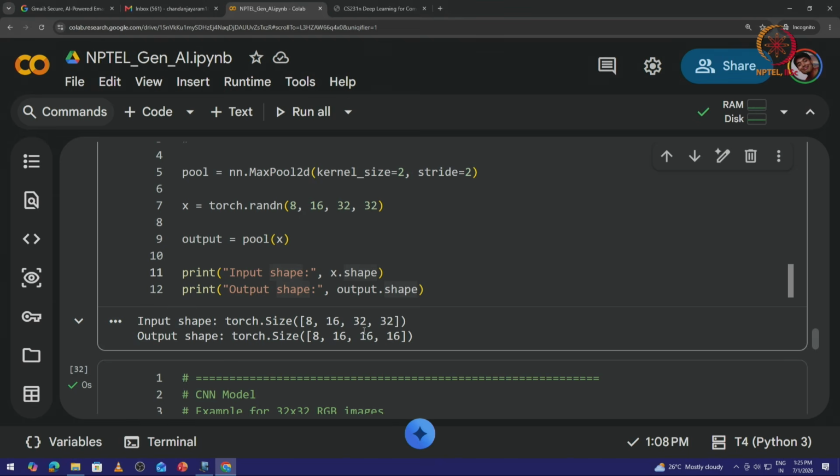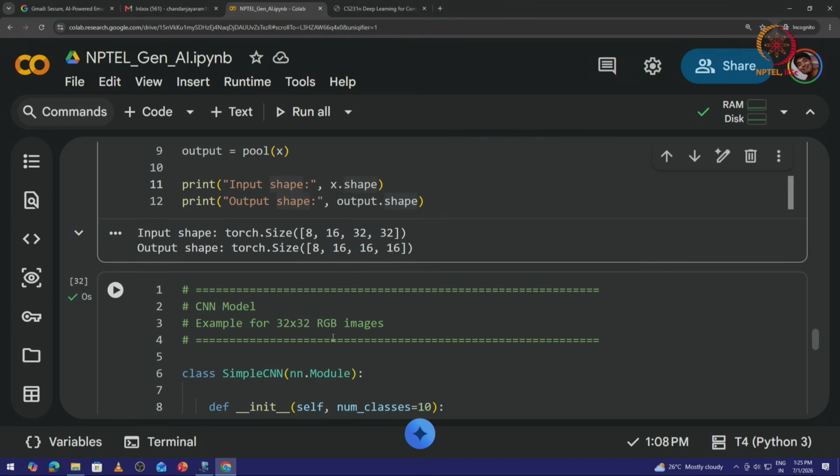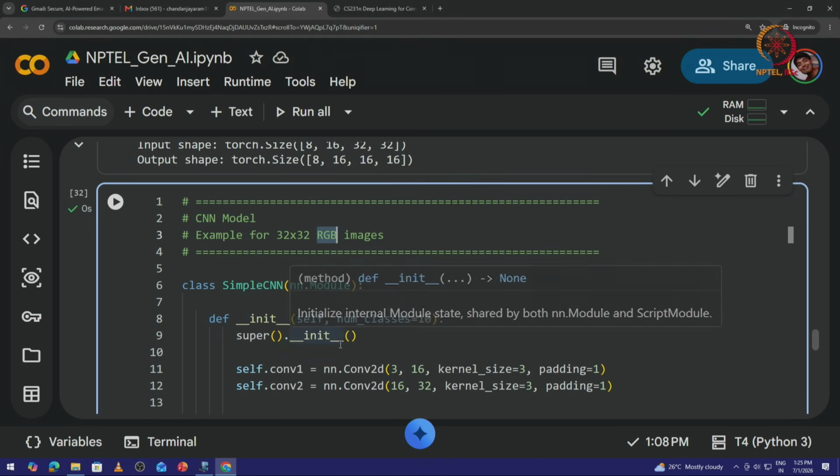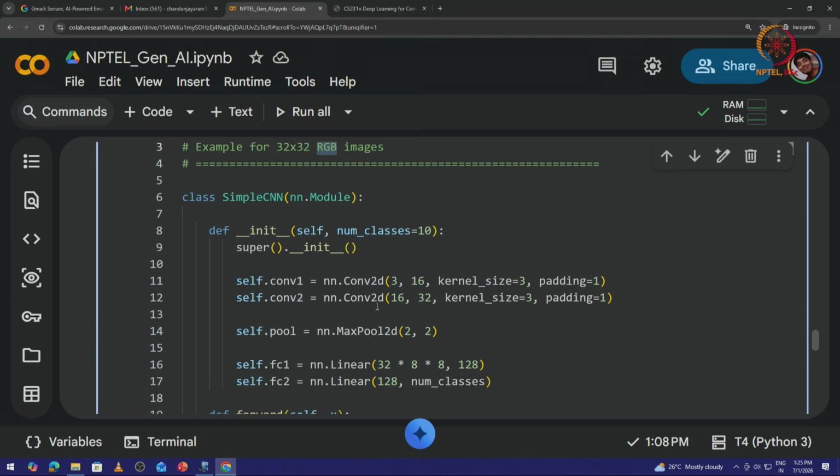Okay, fine. So now let us take a CNN example. Here we are going ahead with a CNN with a 32 cross 32 RGB image. That means it has 3 channels. The input is 32 cross 32 and it has 3 channels.